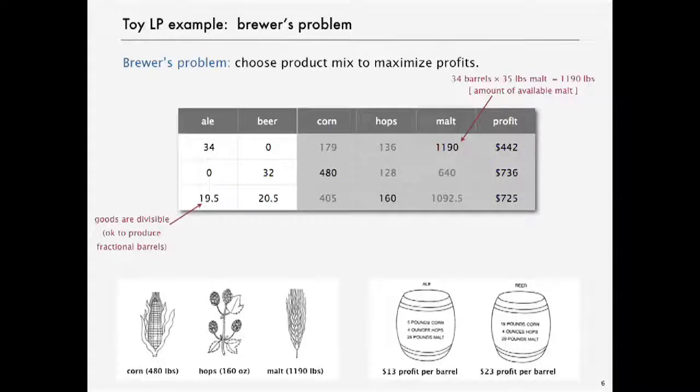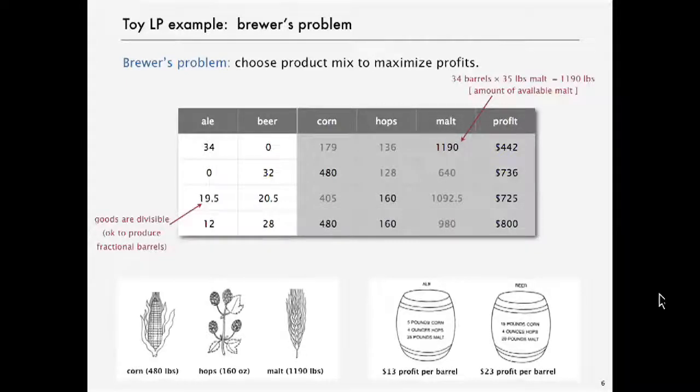If you used up all the hops, it would be 19 and a half. Well, you can't really make a half barrel, so we're not going to consider that case. But if you could, it still wouldn't be as good as all beer.